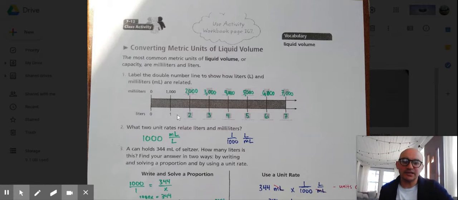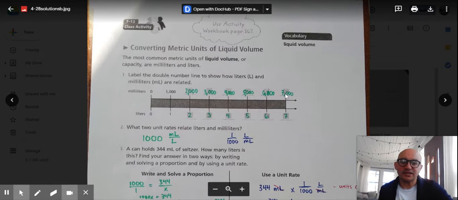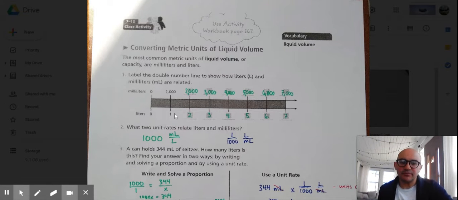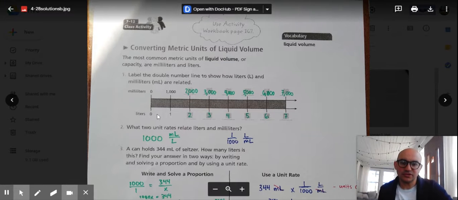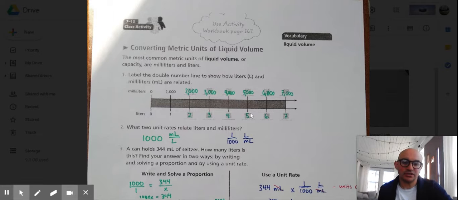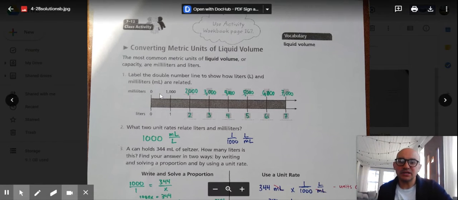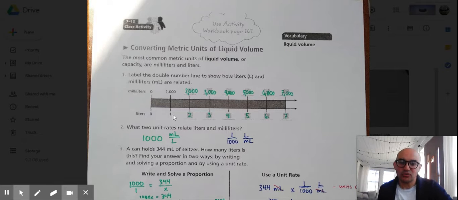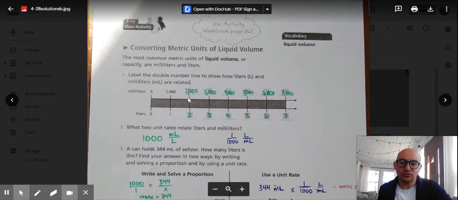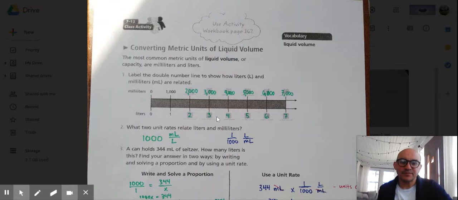We've got liters on bottom, milliliters on top, and you can just follow the pattern and fill these values in, 0, 1, 2, 3, 4. So liters go up a whole number at a time. Each interval is one whole number. And in milliliters, there are 1,000 milliliters per 1 liter. So that pattern should help you fill out the rest. So for 2 liters, there's 2,000 milliliters. For 3 liters, 3,000 milliliters. 4 liters, 4,000 milliliters, and so on.